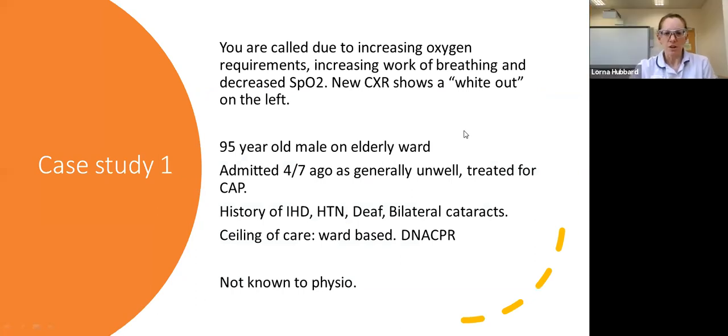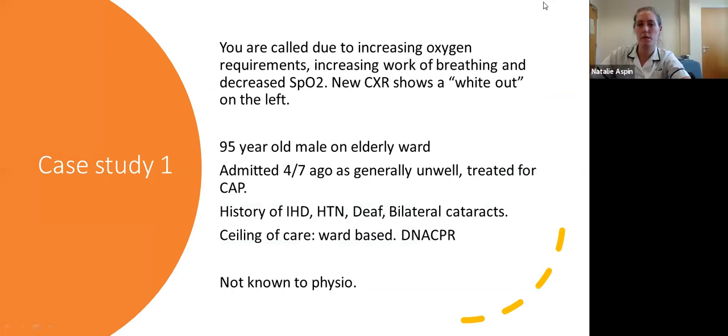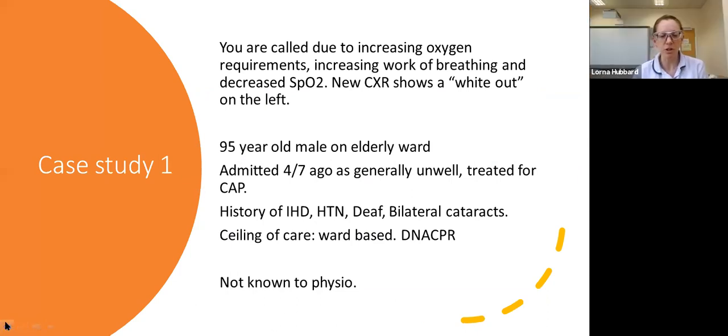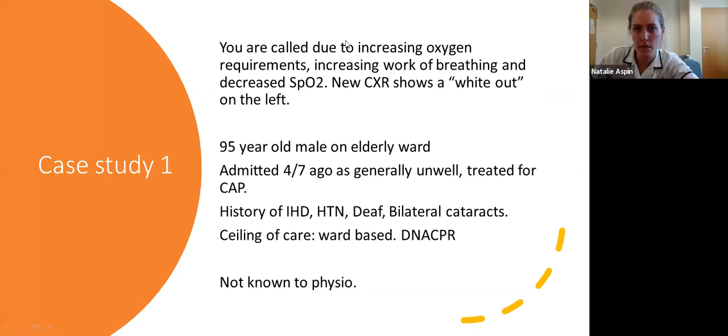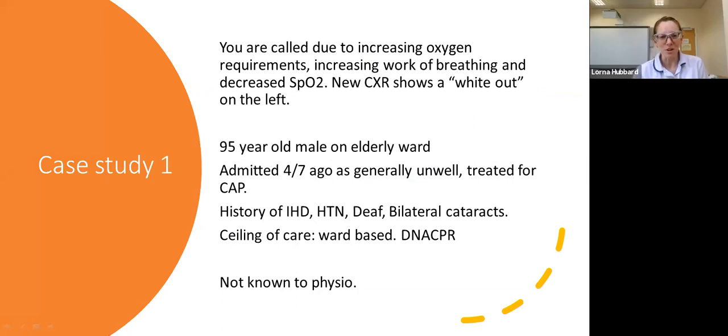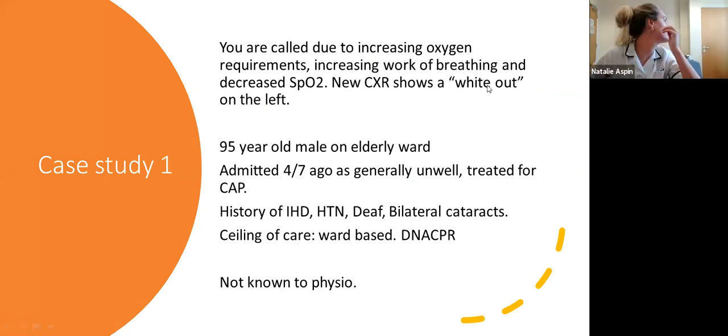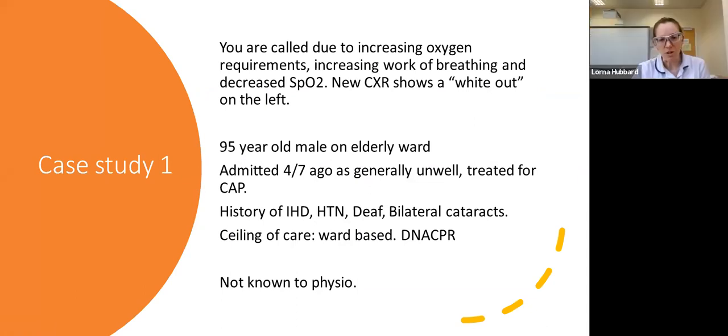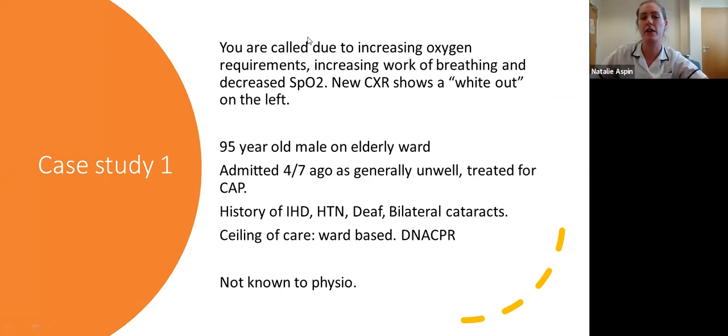Right. So I'm going to talk through a case study of a patient on a ward. This is loosely based on somebody I was called out to. They were deteriorating as I was treating them, and I thought that's a really good example to share with people. So the scenario is that you're called out to somebody because of increasing oxygen requirements, increasing work of breathing, and reduced sats.